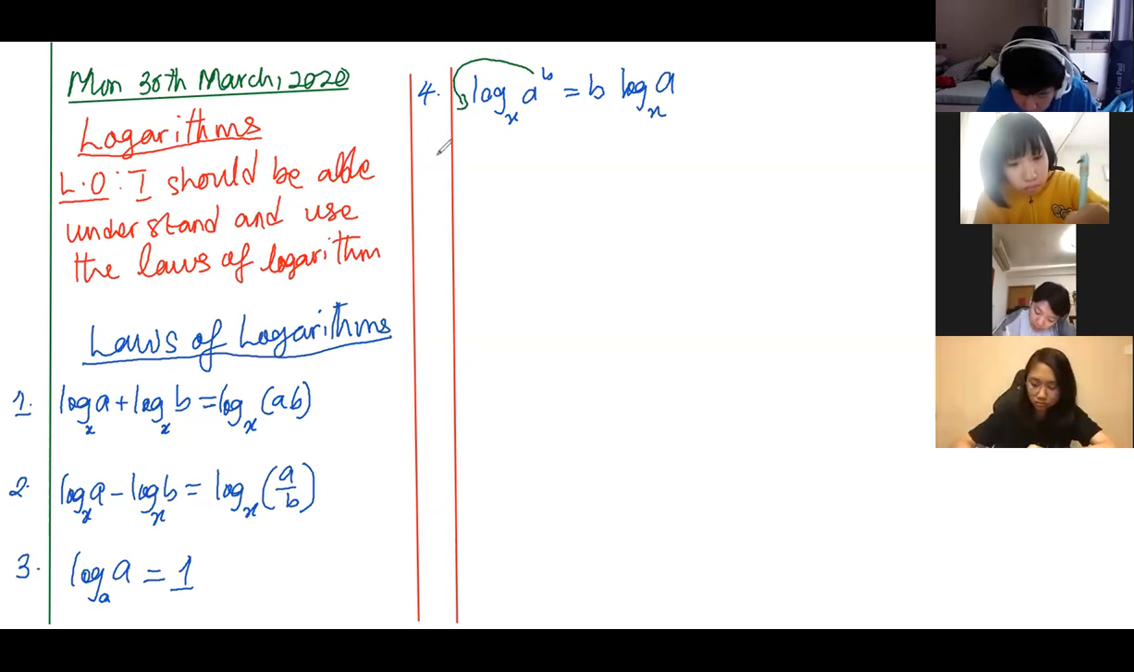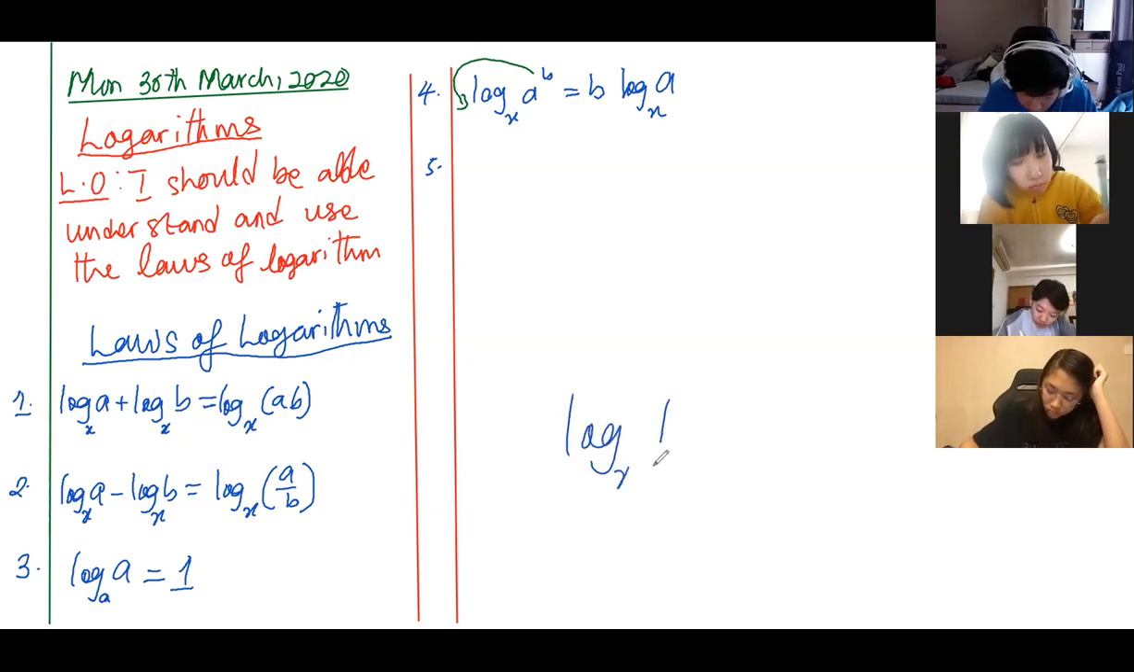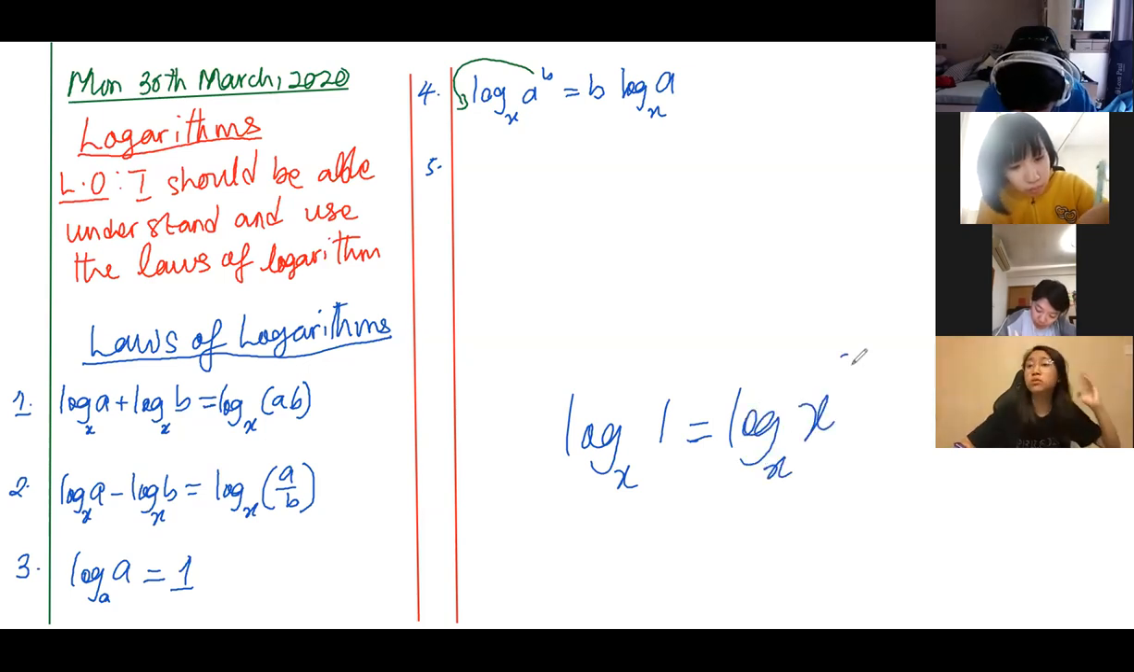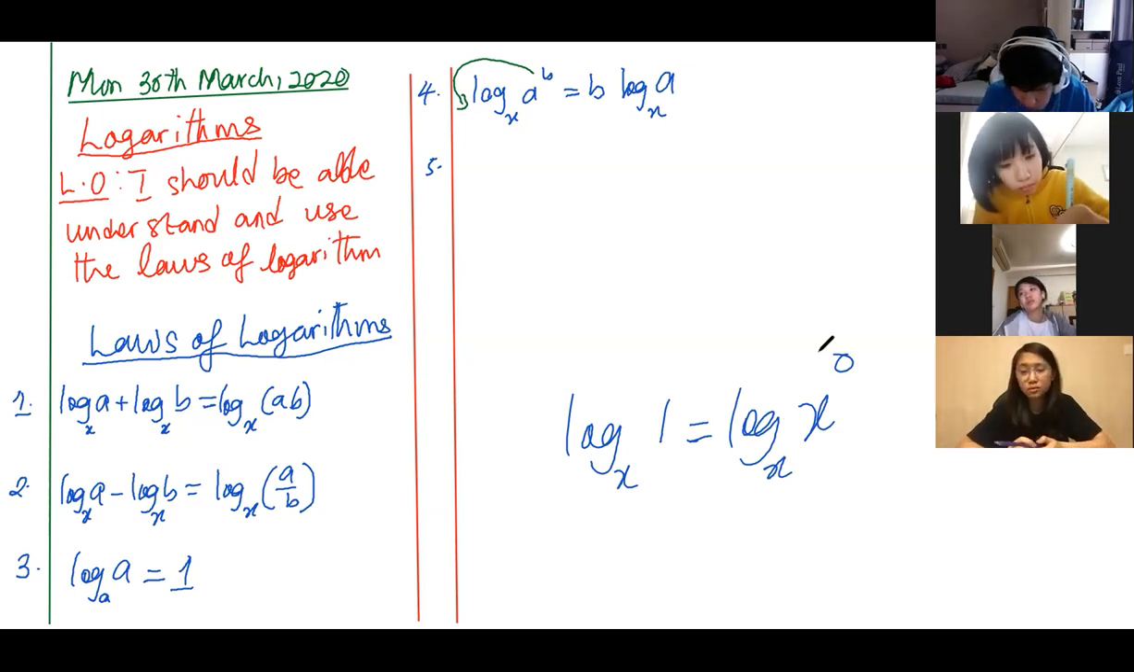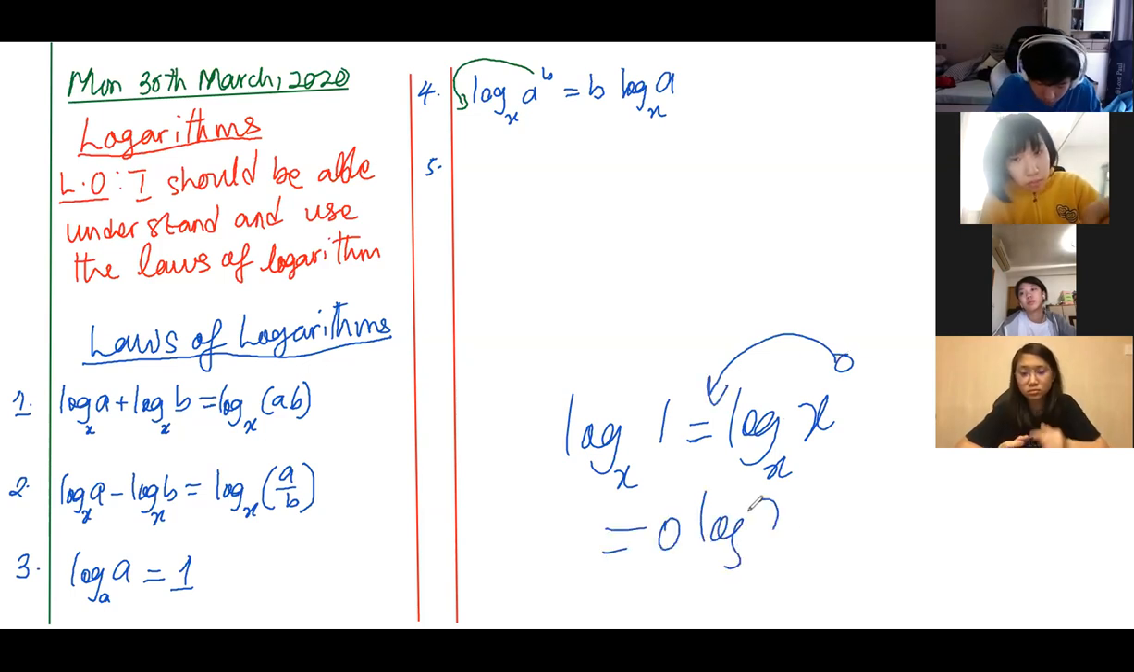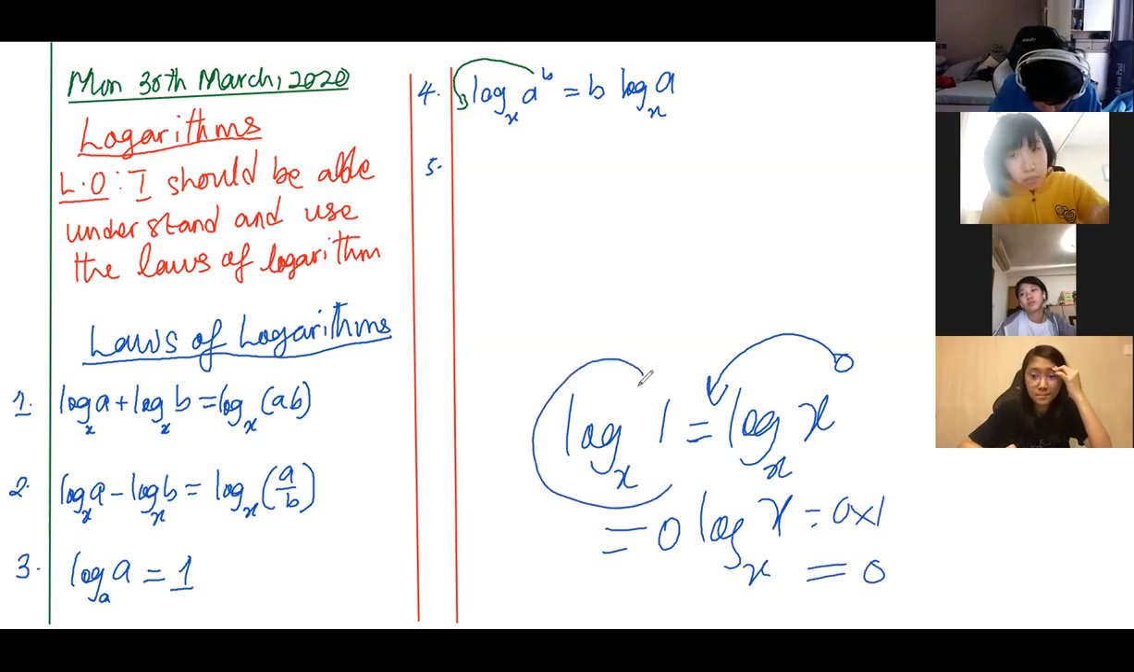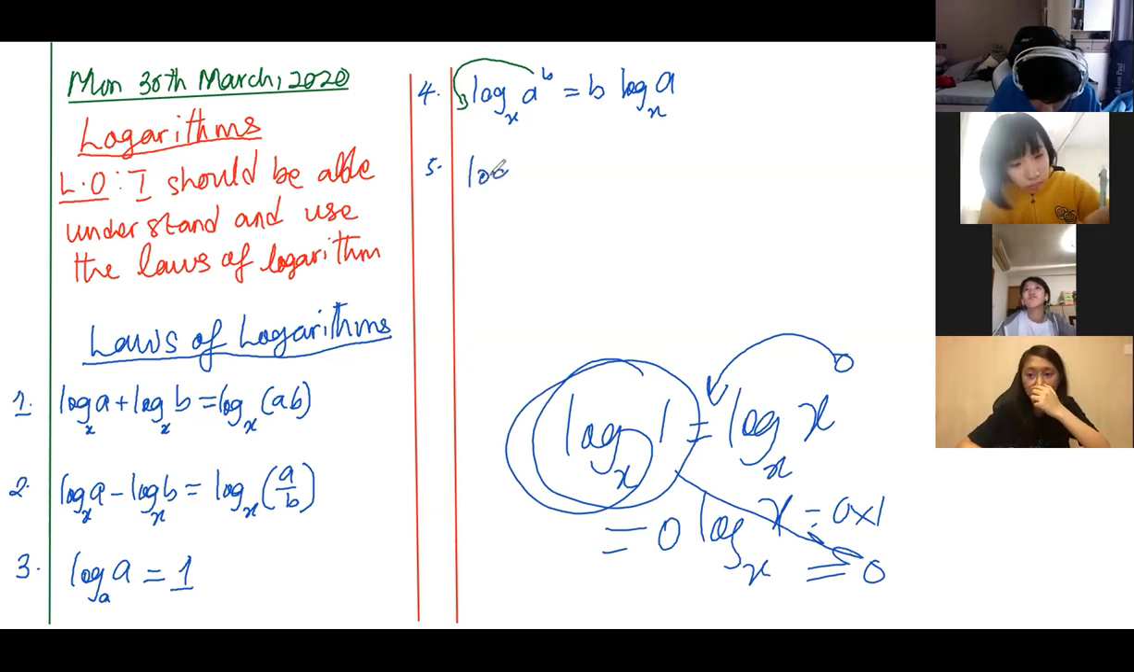With this, you can have another law. So look at this, for example, everybody. If I have log 1 base X, do you know I can write it as log x, x to power 0? Does everybody agree with this? Let's look at the board. This power can come to the back. Then I'm going to have 0 log x base x, which is 0 times 1, which is equal to 0. So which means logarithm of 1 to any base is 0. That's the next thing. Logarithm of 1 to any base X is always 0.